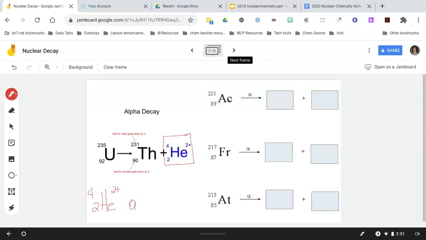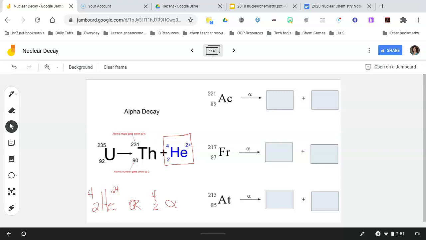You can also write it in a different way using the alpha symbol. The alpha symbol from the Greek alphabet looks like this. But you also have to include the atomic number 2 and the mass number 4. You can use either of these two symbols when you write your equation notations, but you need to recognize both of them. You can pick your favorite and use it again and again, but you should recognize both of them.